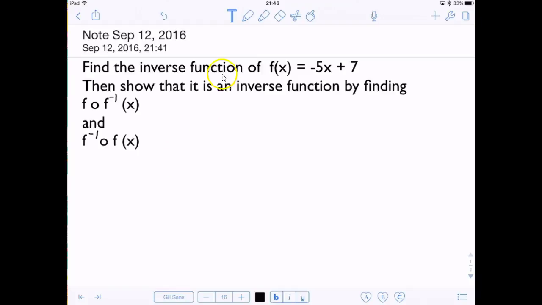Here's another slow motion video to go over one of the quizzes from this week. So if you have a function, negative 5x plus 7, find the inverse function.